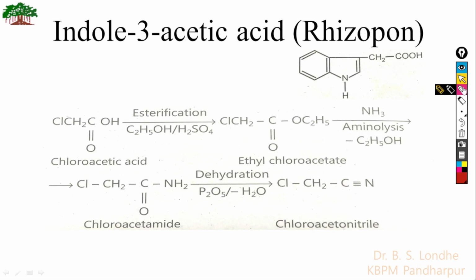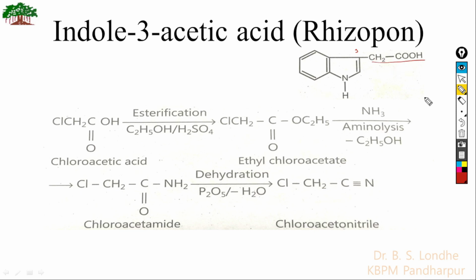And the first agrochemical is indole 3 acetic acid. So this indole 3 acetic acid is also known as rhizopon, and the structure of indole 3 acetic acid is, at the third position of indole there is CH2COOH.